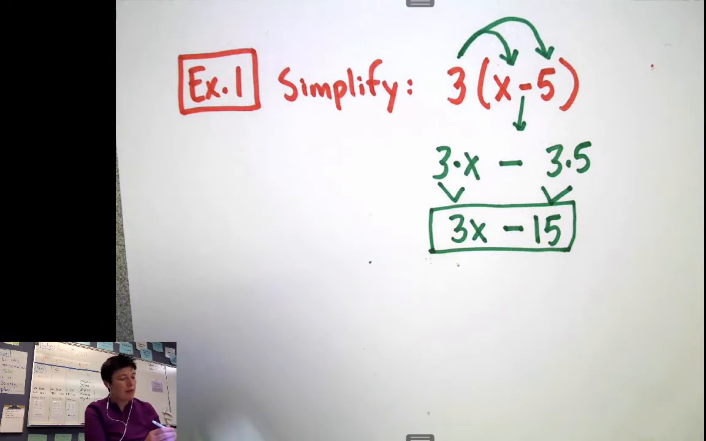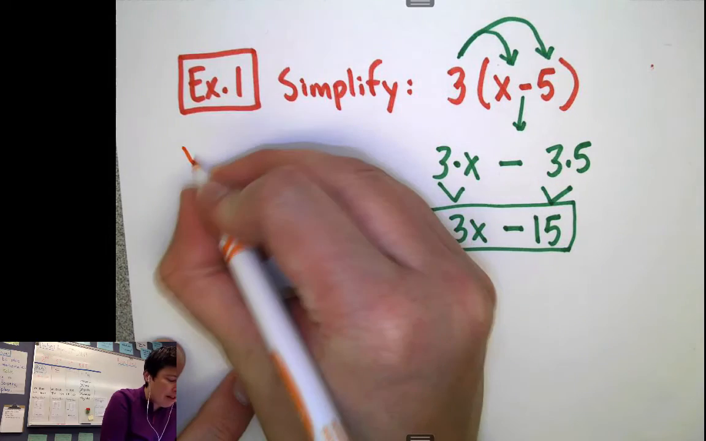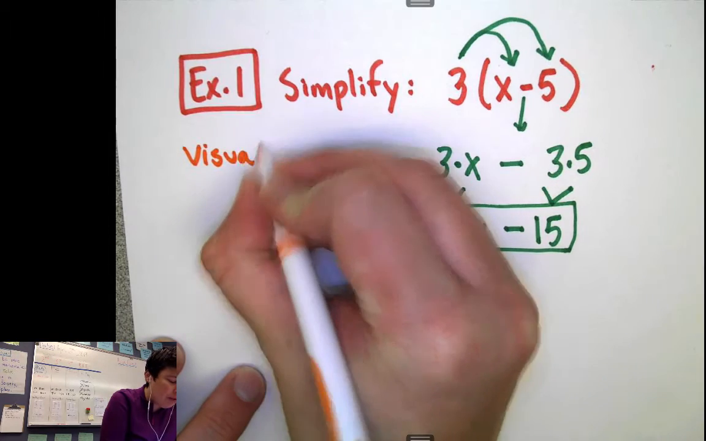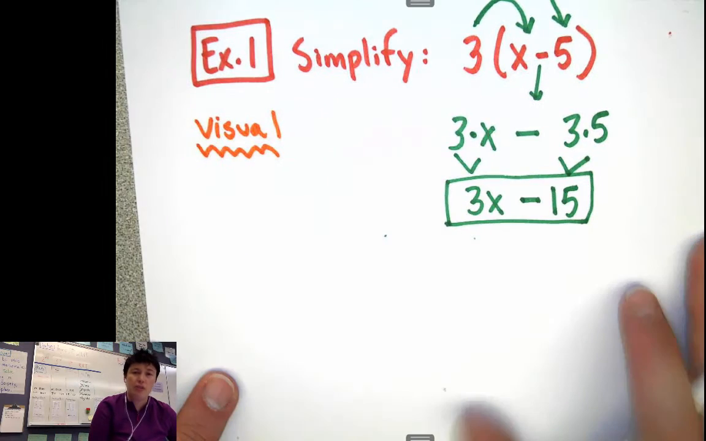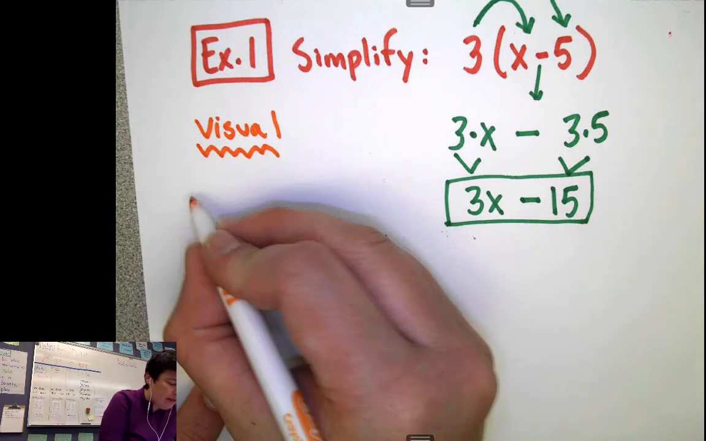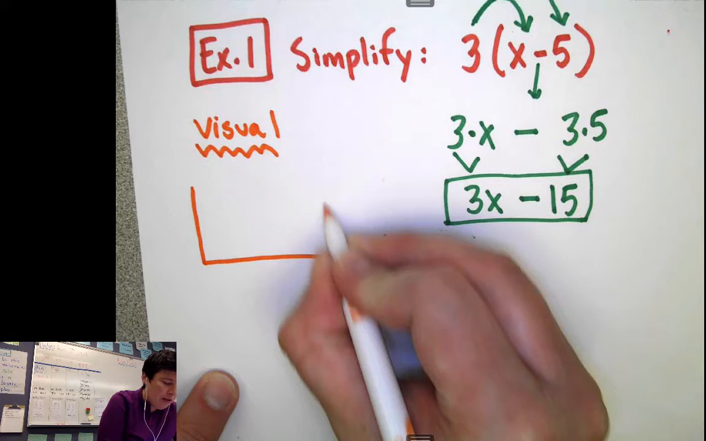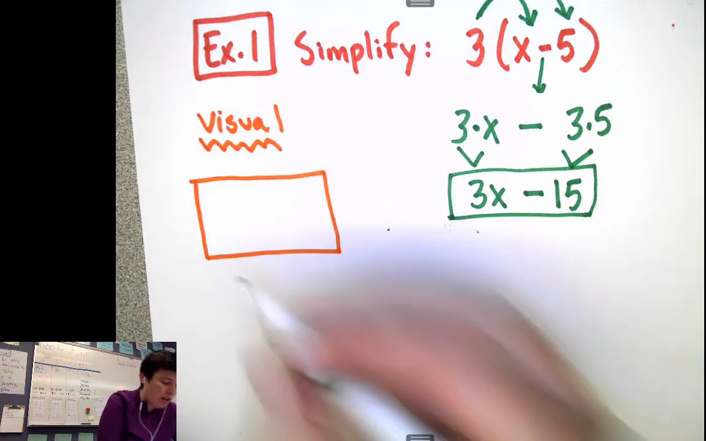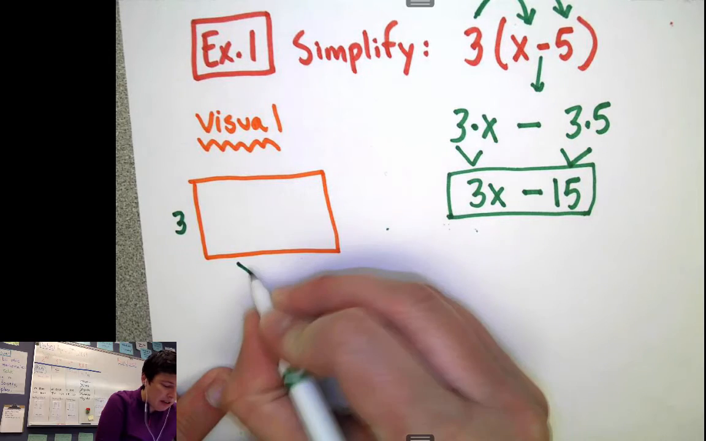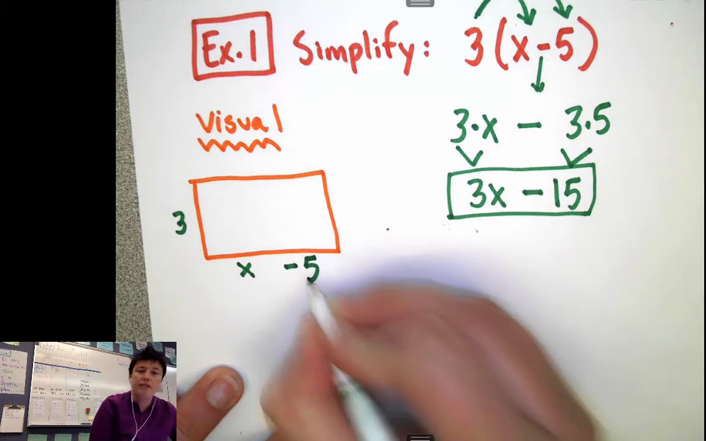If I really want to go for that advanced thinking and get a level 4, that means I'm going to make a visual. And a visual would be to show the area model, to show the rectangle. If it's 3 parentheses x minus 5, well, here's my rectangle. And what that means is, on my rectangle, my dimensions are 3 and x minus 5.